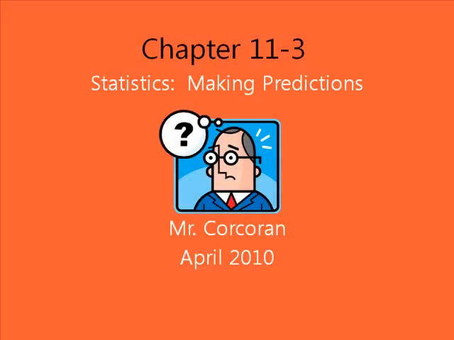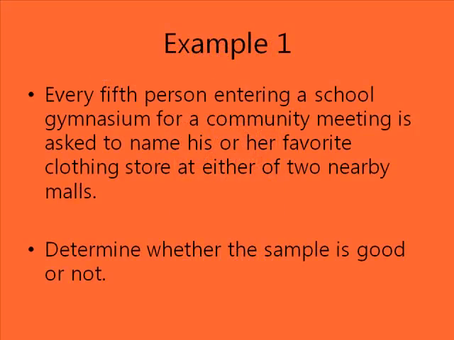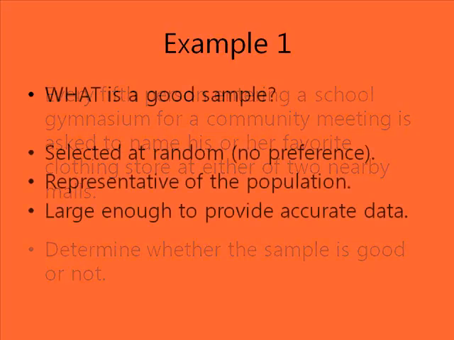Chapter 11-3, Statistics, Making Predictions. For our first example, every fifth person entering a school gymnasium for a community meeting is asked to name his or her favorite clothing store at either of two nearby malls. We need to determine whether this sample is good or not.